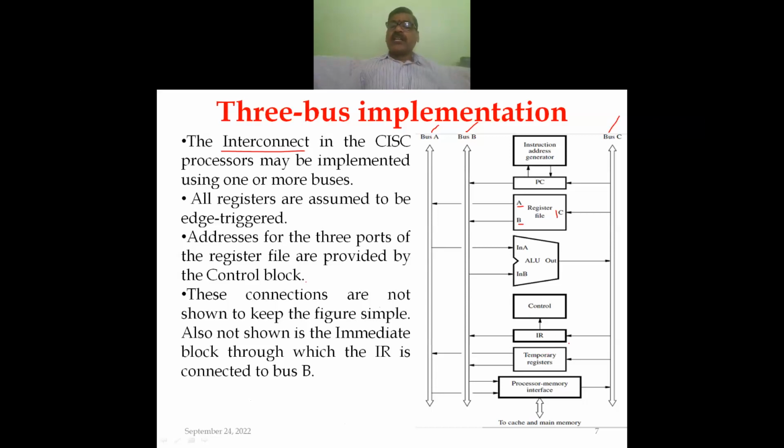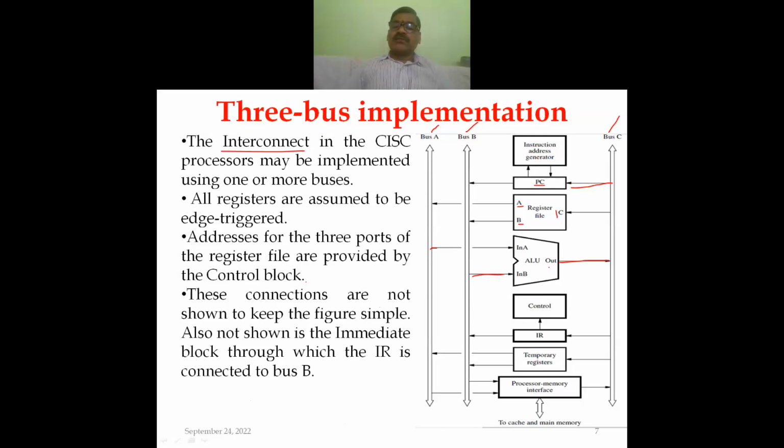And this ALU is taking one input from bus A and another input from bus B. It performs the ALU operation and generates the output, and the result will be placed on bus C. Then the PC reads the address using bus C. The address generator will generate the address of the instruction to be executed and place it on bus C, and the PC will read that value from bus C and place it on bus B. Now the IR will read the contents from bus B.